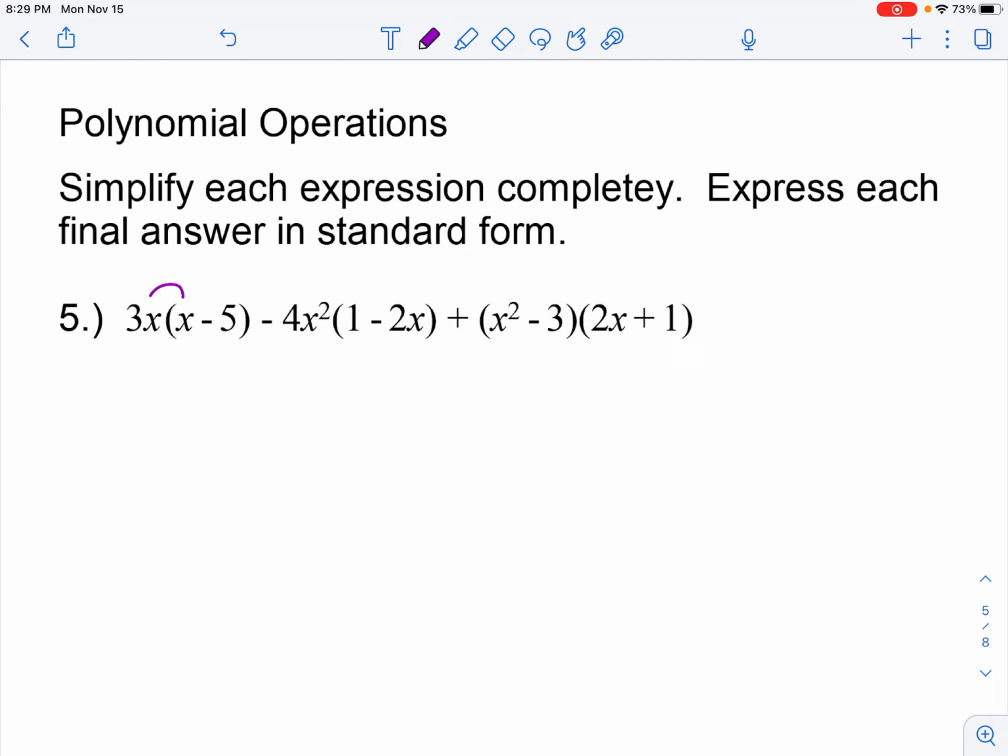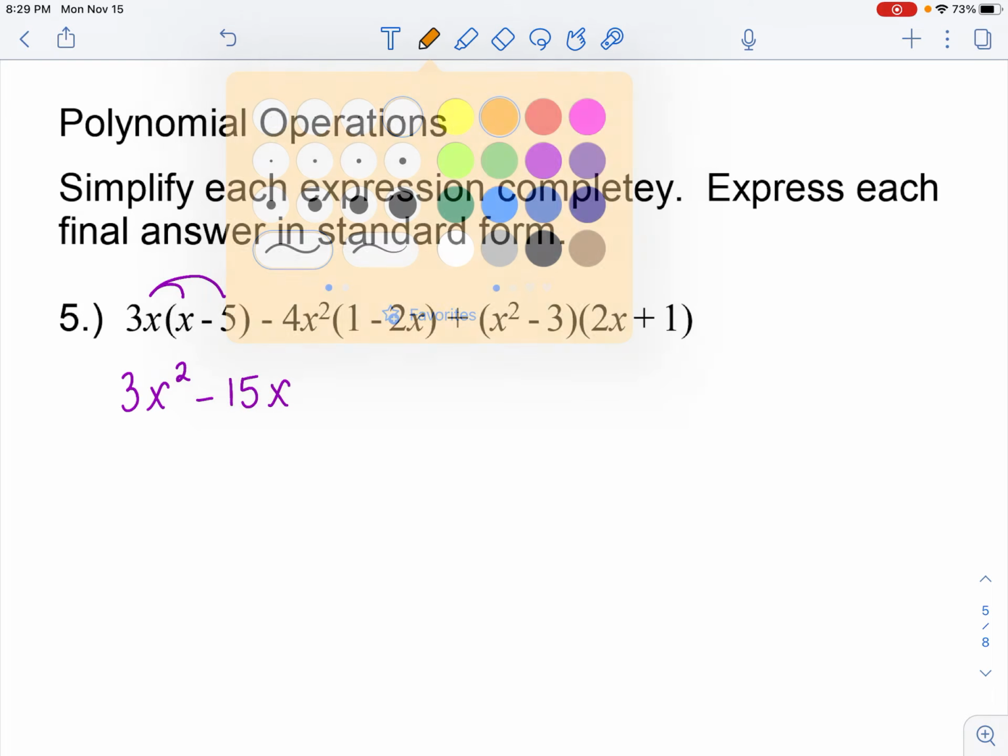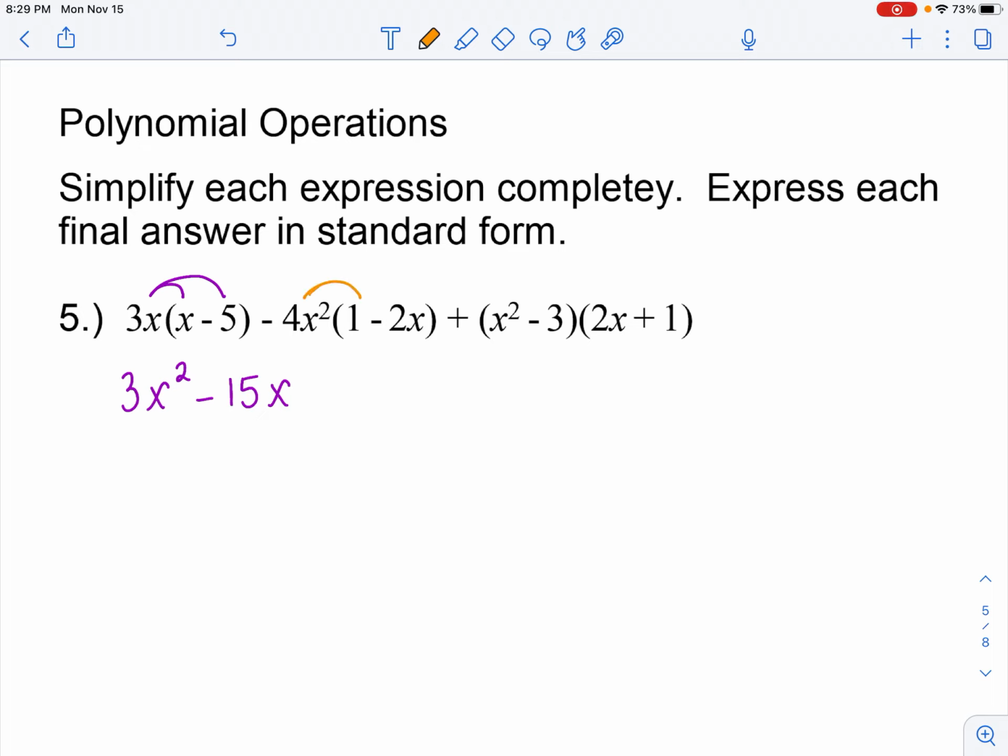So I'm going to start off by distributing here. 3x times x is going to give me 3x squared because x to the first times x to the first, add the exponents. Minus, and then 3x times negative 5 is going to be minus 15x. And then if I switch gears, I'm going to distribute negative 4x squared next. So negative 4x squared times 1 is negative 4x squared. And then negative 4x squared times negative 2x, add, and that's going to become 8x cubed.